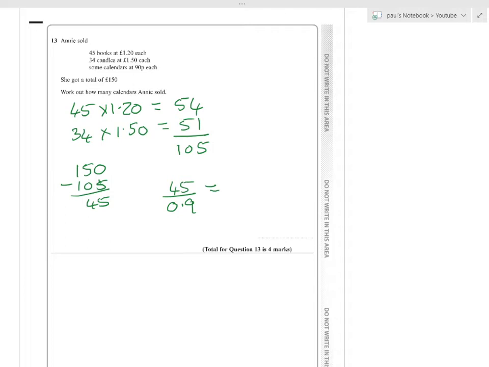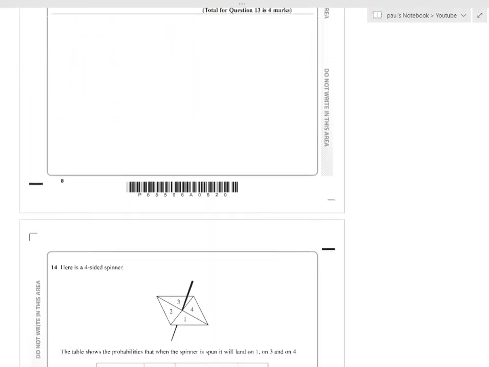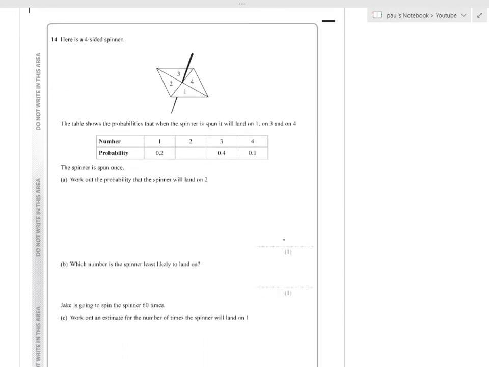50 calendars. Number 13. Let's have a look. Oh, don't do that. Is 50. 50. Right. Number 14. Oh, it's a spinner. Right. The spinner is spun once.